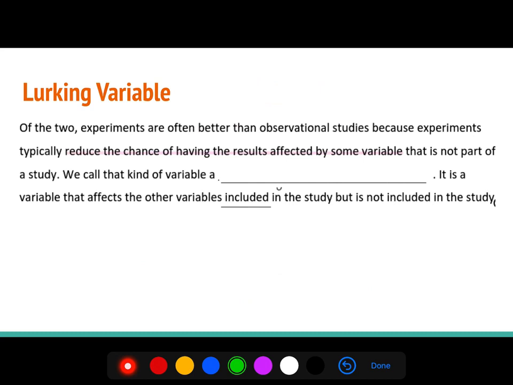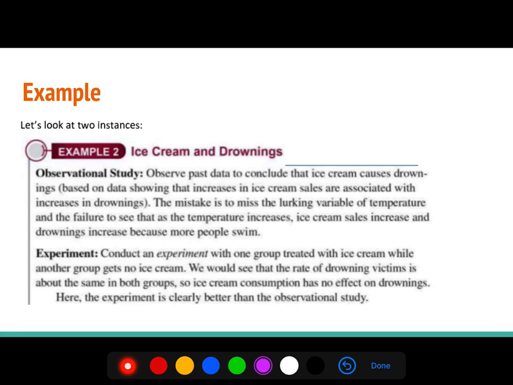Now, of those two, experiments are very much better than observational studies because experiments really rule out the idea of having results affected by some variable that's not actually part of the study. That is called a lurking variable. It's something that affects the other variables in the study, but it's actually not part of the study itself. And we're about to see an example of that.